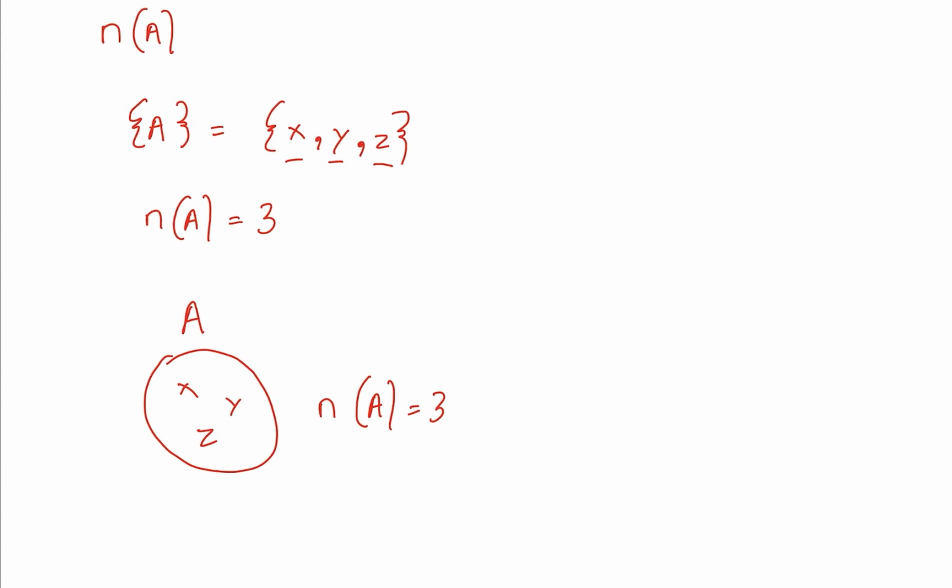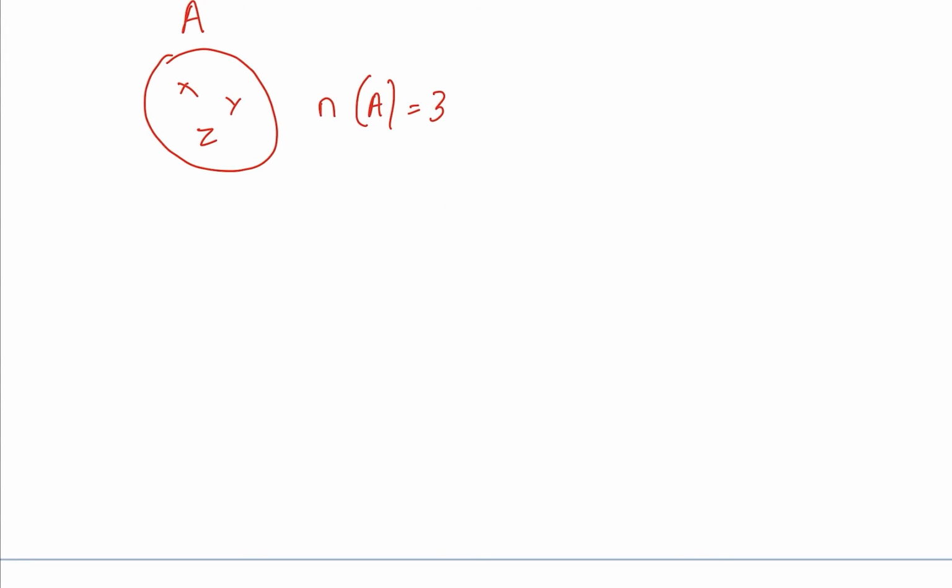Now, this brings us to the null or empty set. The null or empty set, just like it sounds, has no elements. This means that if set A was a null set, N(A) would equal 0. Null sets are also typically written as a 0 with a cross going through it, or just as an empty set, like the name implies.